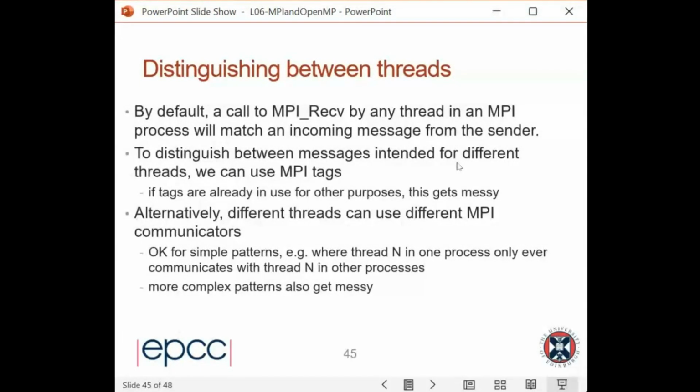So as I've said there, a call to MPI receive could match any message coming in. There are 2 ways you can distinguish these. One is to use different tags, or you can use different communicators. You can basically have different MPI threads belonging to different kinds of slice-wise communicators. But it does get more messy, so it's already starting to get quite complicated.